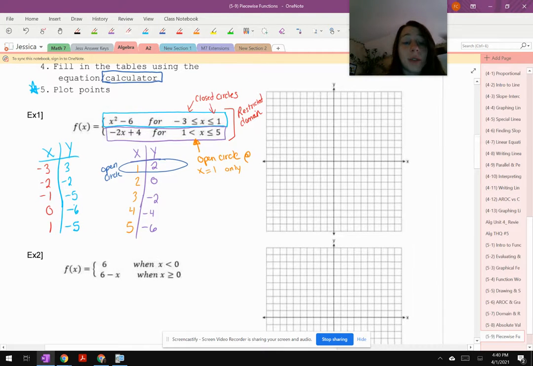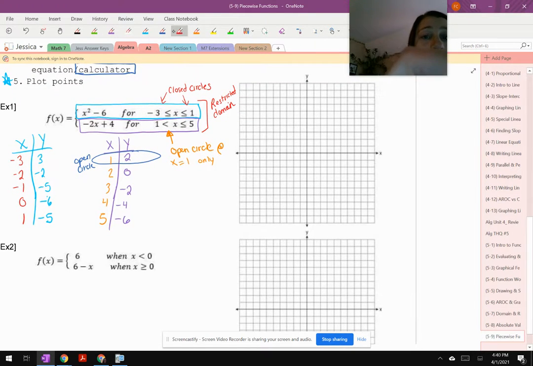Right, so now I plot my points. Okay, so -3, 3; -2, -2; -1, -5; 0, -6; and 1, -5. Again, just making sure you're counting correctly. And then my other purple equation here. 1, 2, and this is where we have the open circle.